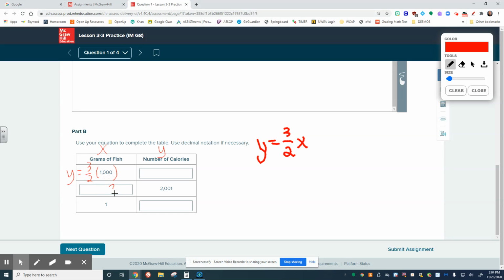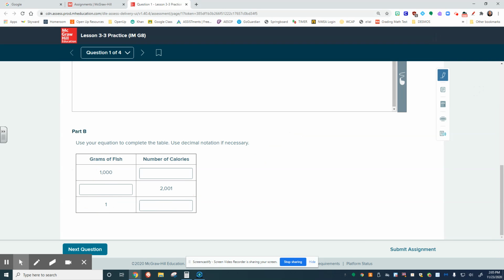Since I'm looking for the x coordinate here, I know that this is the y coordinate, so 2001 is equal to 3/2 of x. Use a little bit of division there, 2001 divided by 3/2. And then finally on the last one, if I'm talking about 1 gram of fish, that's an x coordinate, 3/2 times 1 is still 3/2, but I know 3/2 is the same thing as 1 5/10. So find those other two values and go ahead and go on to your next one.